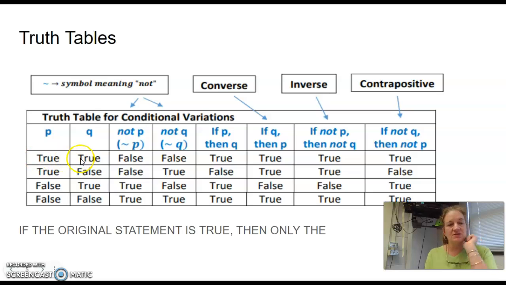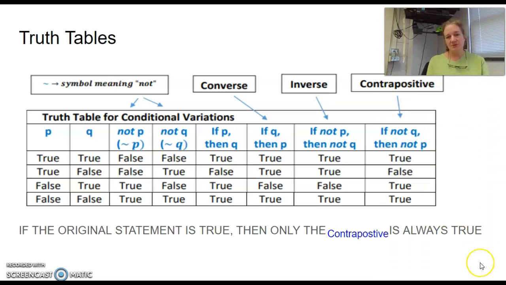So this is my conditional statement, right? If P, then Q, right here on the first line. If both of them are true, then the only thing that will always be true is the contrapositive. If my P and my Q are true, sometimes the converse will be true, sometimes the inverse will be true, but the contrapositive will always be true, okay? So, if the original statement is true, then only the contrapositive is always true.